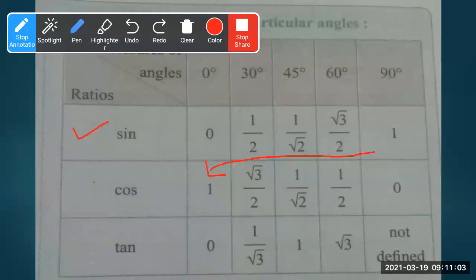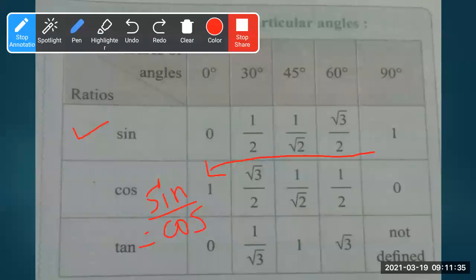And just now I told you, what is the definition of tan theta? Tan theta is equal to sine upon cos. So just take the ratio. That is 0 upon 1. 0 upon 1 means it will be 0, because 1 is in the denominator, but nothing is divided by 1, so obviously the answer will be 0.